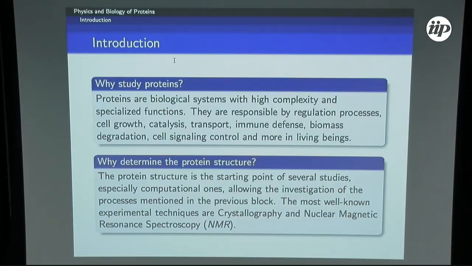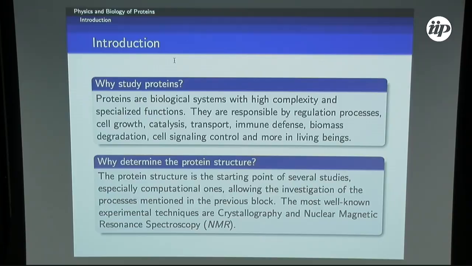Here you saw many studies involving simulations, and in general, to start a study using simulations, we need a structure, either a crystallography structure or an NMR structure. In general, we need a starting point. And determining protein structures is our starting point.